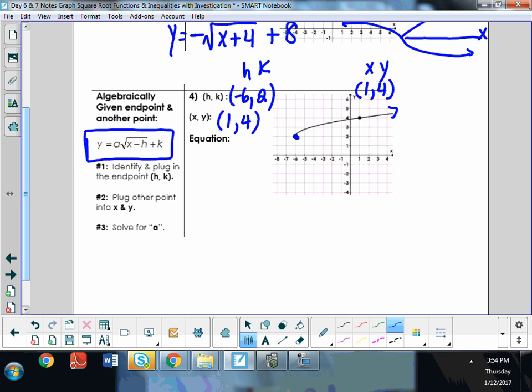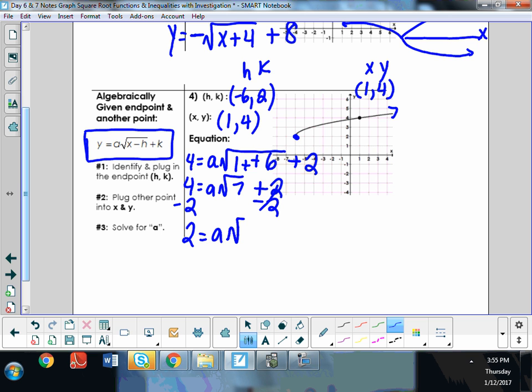For y, I'm plugging in 4 equals unknown a times the square root of x, which is 1, minus my h, so minus negative 6, which makes that plus 6. And then plus 2 on the end. So I plugged in my h and k and an x, y, and I'm going to try to figure out what a is. So I would simplify it. 4 equals a times the square root of 7 plus 2 on the end. Now I want to solve for a, so I'm going to subtract 2, which leaves me with 2 equals a times the square root of 7.